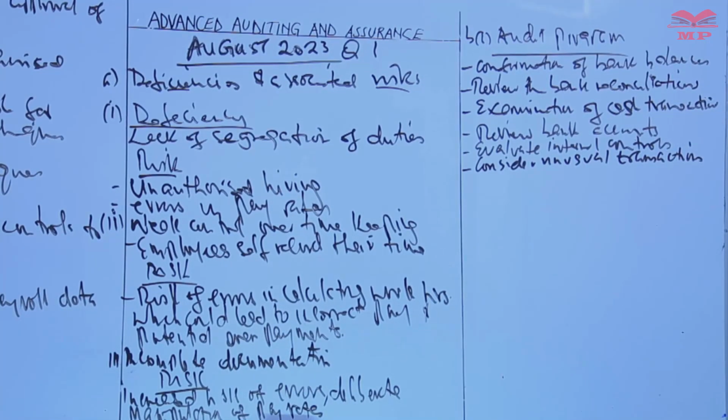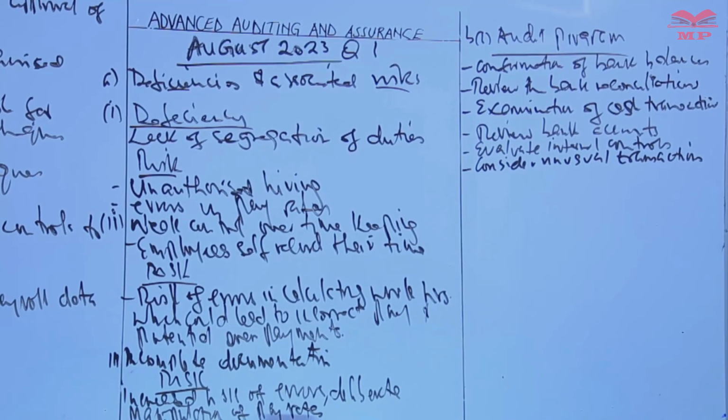Perform analytical procedures. Compare the current cash with the prior periods. That is a good point. Perform analytical procedures and then compare the current cash and bank balance with prior periods.